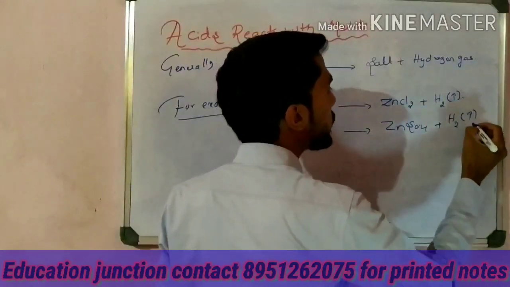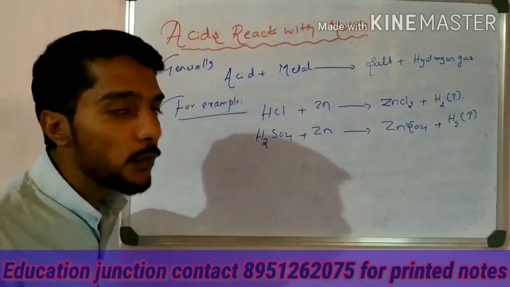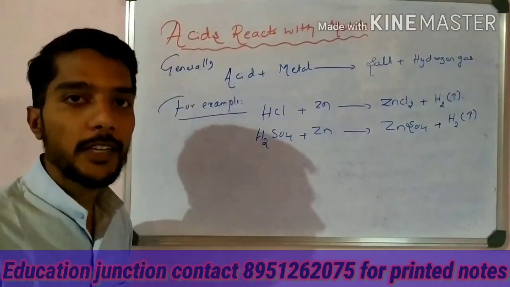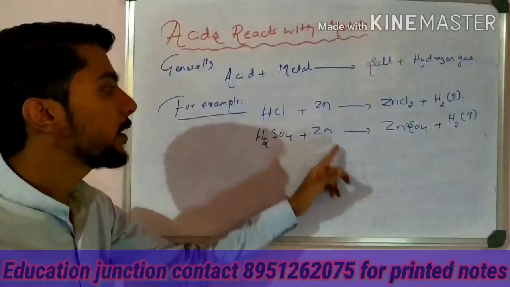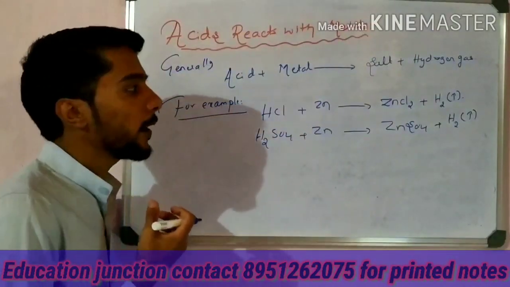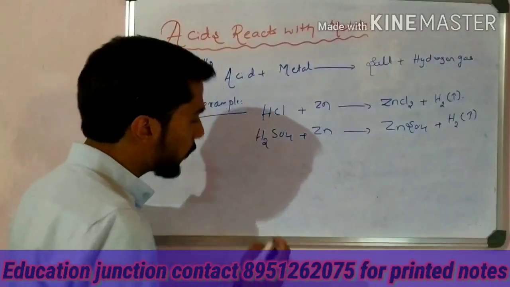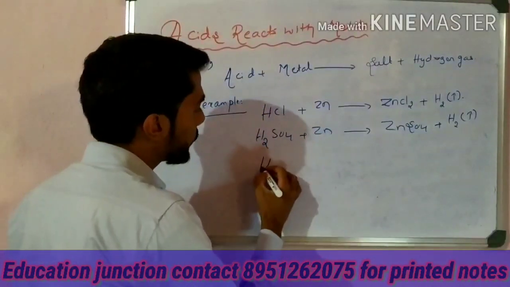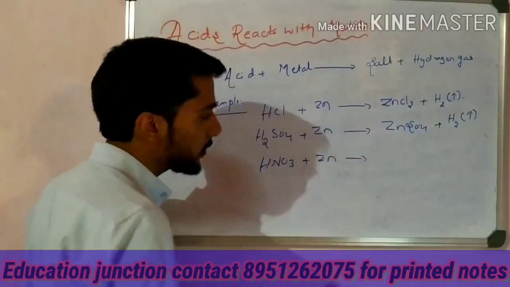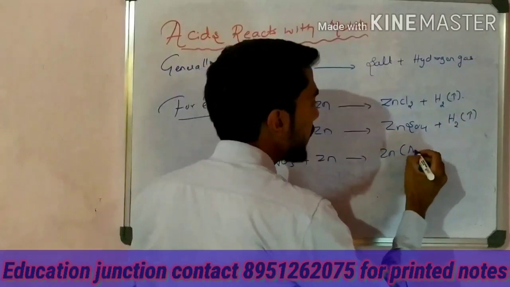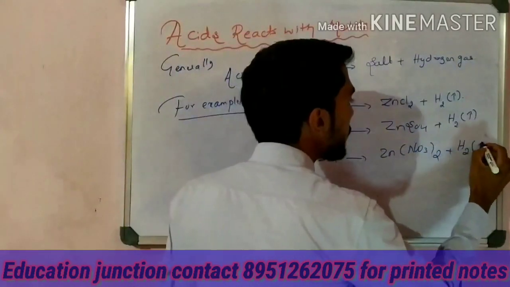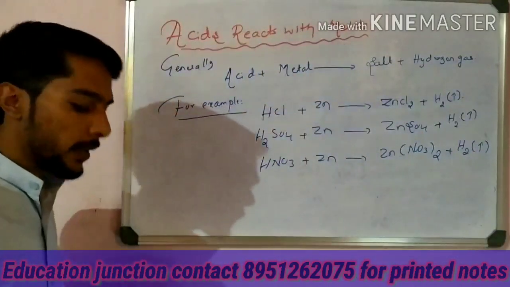Students, see that this is nothing but a displacement reaction, when H is displaced by Zn. So this is one type of displacement reaction. Next, students, take another example, HNO3. HNO3 reacts with Zn, and zinc nitrate, Zn(NO3)2, plus H2 gas is liberated. So that is another example.